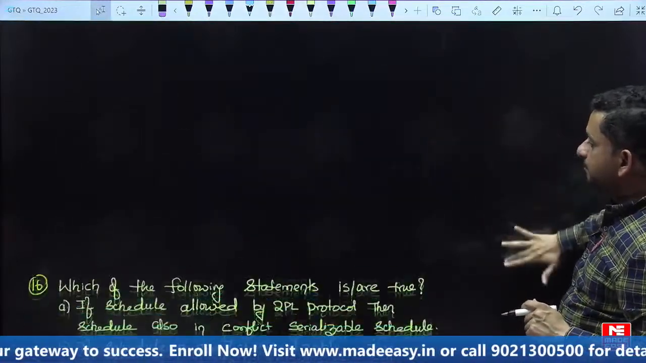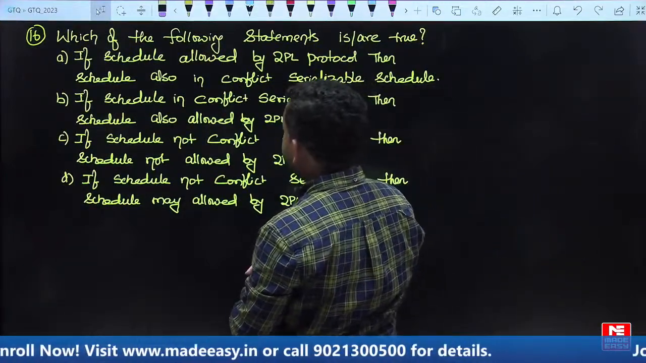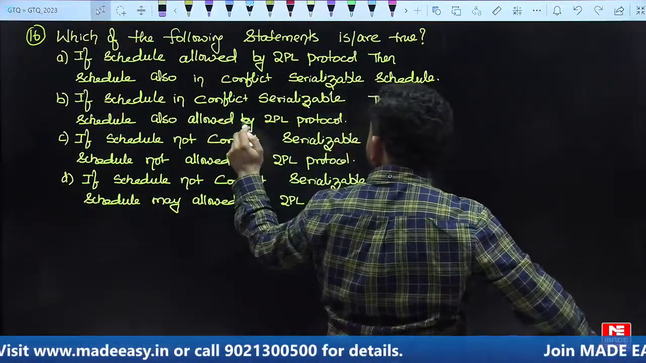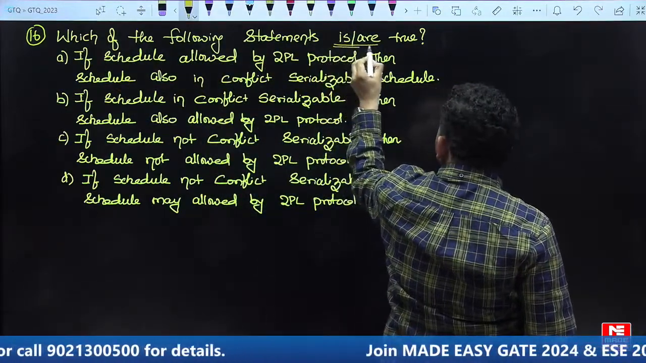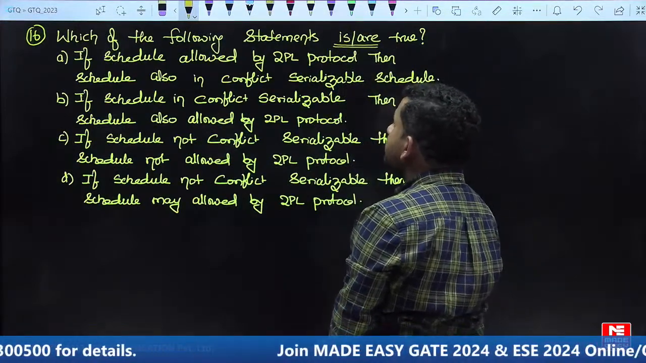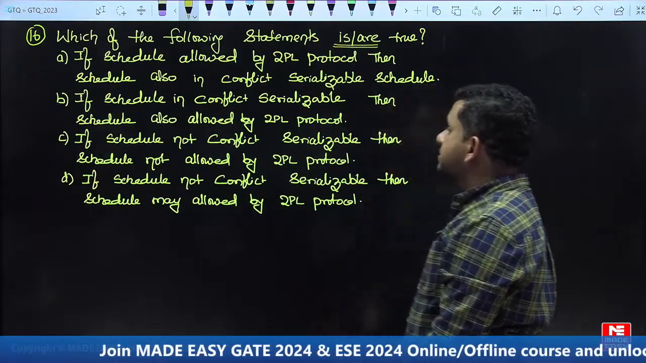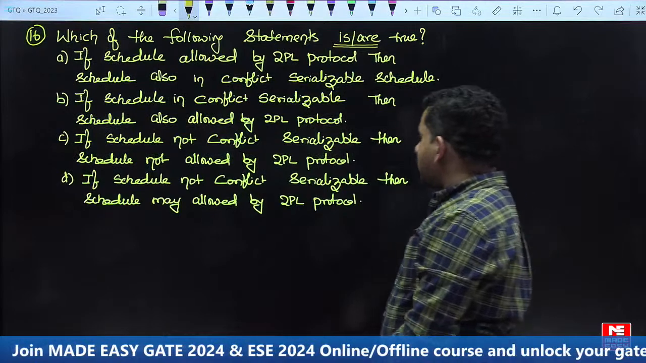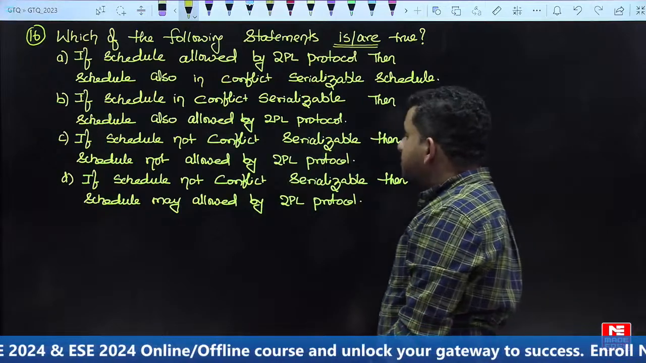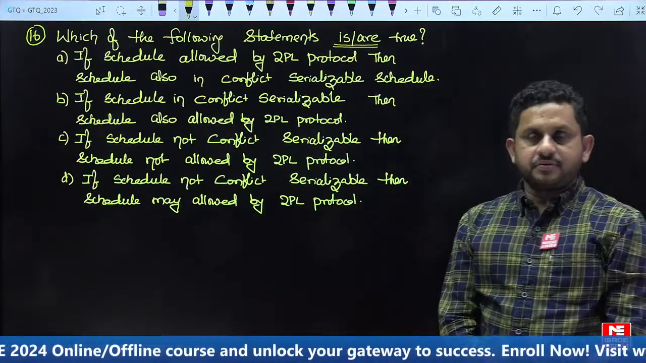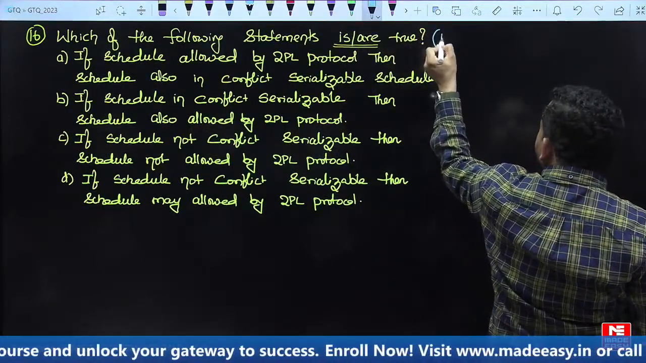Next question is related to 2PL and conflict serializability. Which of the following statements is/are true? If a schedule is allowed by 2PL, then it is conflict serializable. If a schedule is conflict serializable, then it is also in 2PL. Not conflict serializable, then not allowed by 2PL. And not conflict serializable may be allowed by 2PL. Which of the following statements is/are true? It is also a multiple selection question.